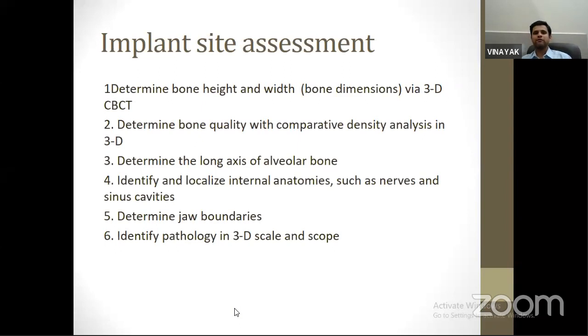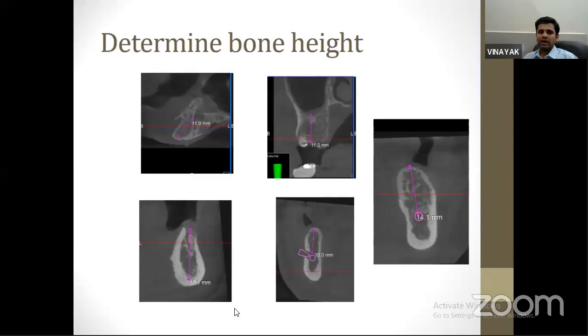So the major indication for which we get scans is the implant site assessment. Here we can measure the height and width of the implant site, right? We can determine the subjective bone quality. There is no accurate bone density measurement. We can determine the long axis of the bone, see for the internal anatomies, any pathologies, and what are the jaw boundaries, right? So we can measure the height.